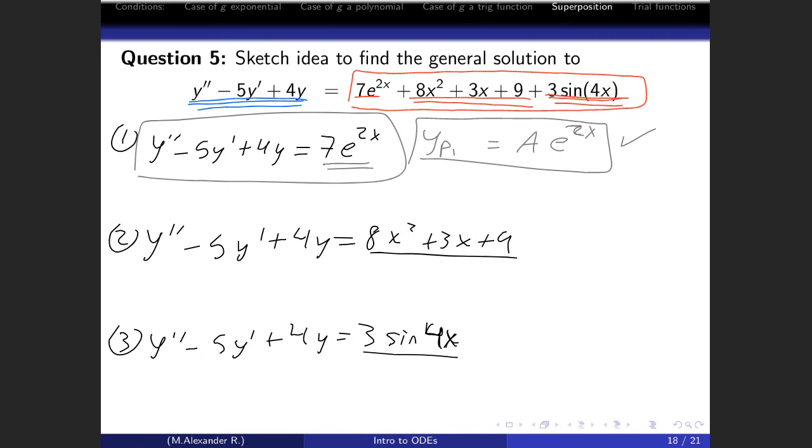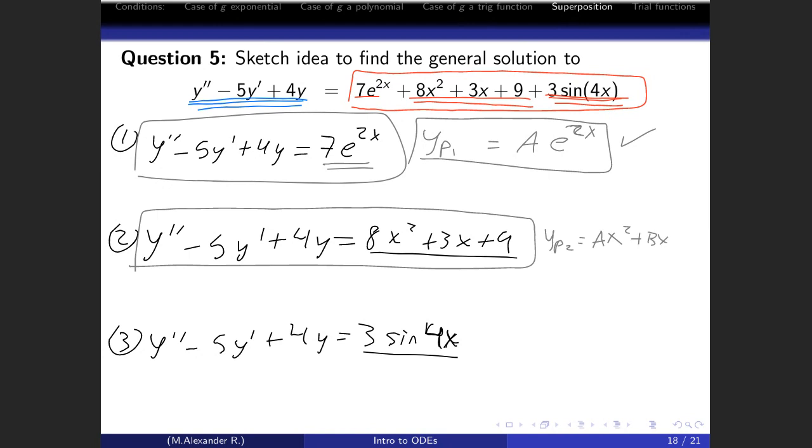Now for your second problem, you will make a guess for your particular solution, and I would also guess that it is a quadratic, ax squared plus bx plus c. And that's a good guess. And here, the a on this second problem is not related to the a from the previous problem. So 2 separate problems, and the a's are going to be 2 different numbers. So you get your values for a, b, and c, and then you get your particular solution for the second problem.